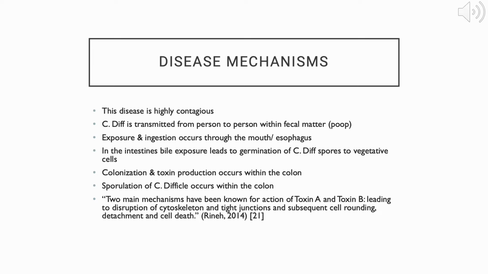In the intestines, bile exposure leads to germination of C. diff spores and transforms them into vegetative cells. Colonization and toxin production occurs within the colon. Sporulation of C. difficile occurs within the colon. Two main mechanisms have been known for the action of toxin A and toxin B of C. diff, leading to the disruption of the cytoskeleton and tight junctions, and subsequent cell rounding, detachment, and cell death.